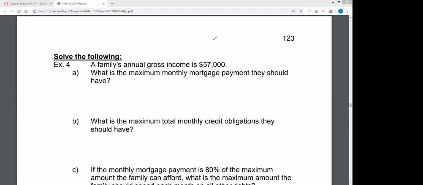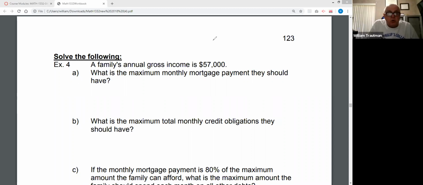Okay, so it says it down at the bottom. Let me just show you what it is. I'm going to write down what it says, just kind of summarize it. It says monthly mortgage payment has to be less than or equal to 28% of your monthly gross income.